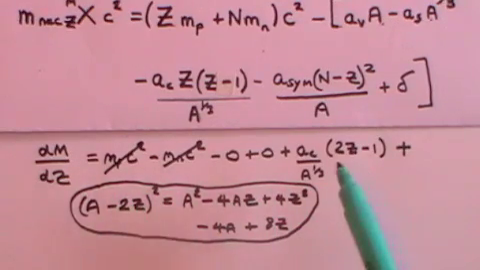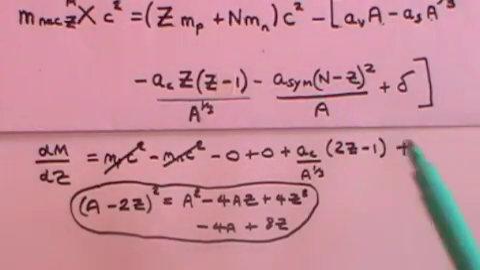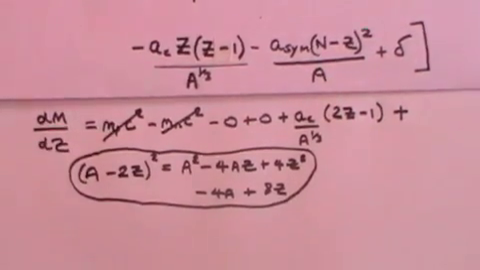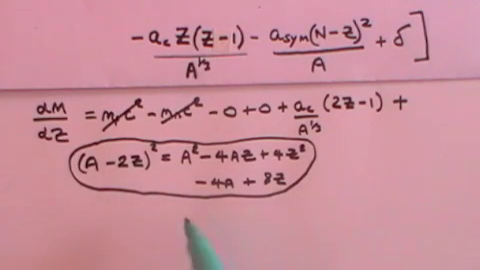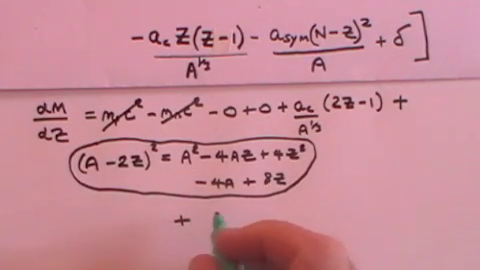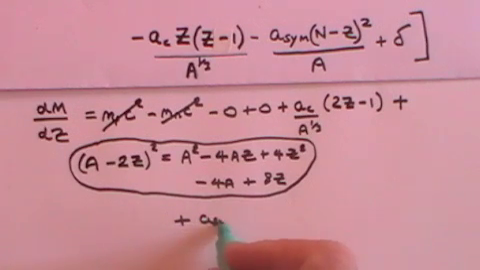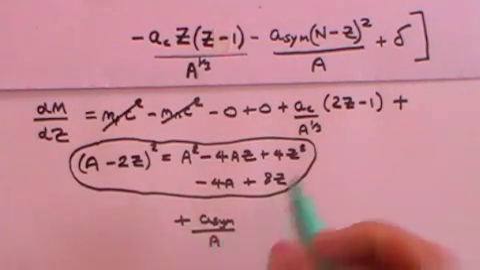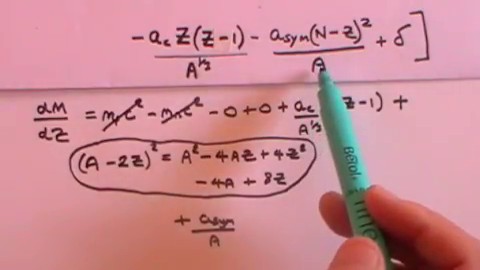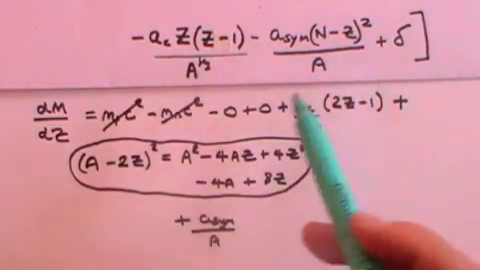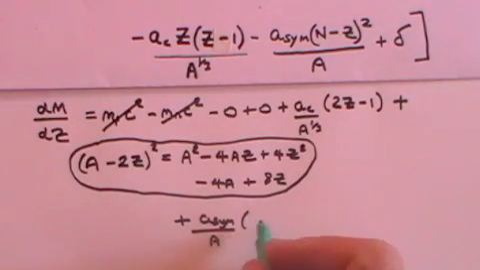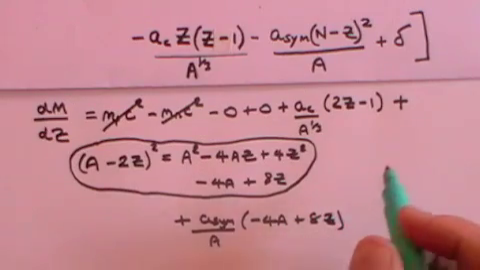So we now know that the symmetric term is going to be, and I'll push this up here, so this comes down here to become the symmetric term, which is plus A sim over A, which is this term here multiplied by the differential here, which we just calculated as minus 4A plus 8Z.